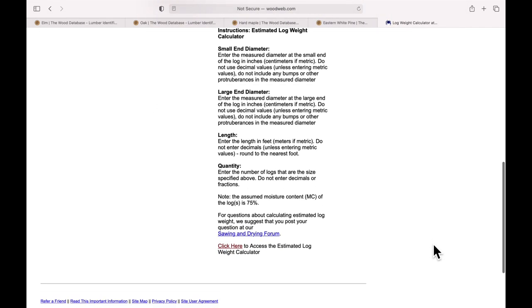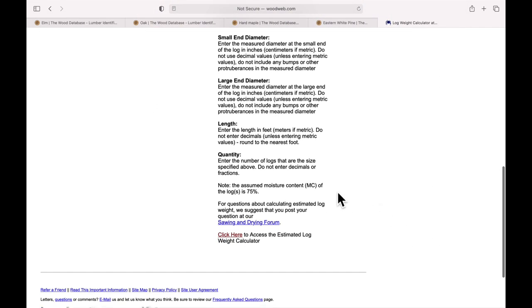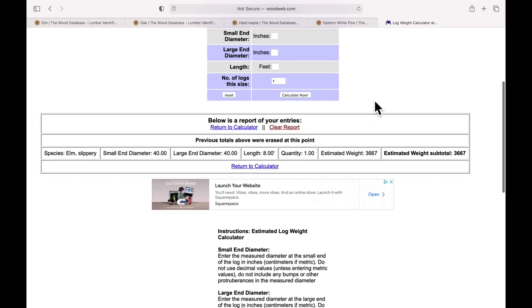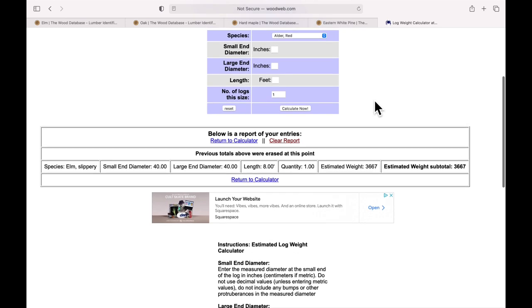One last point about this: they don't really touch on this a lot, or it's not really known, they don't make a big point of it, but it's assumed that the moisture content of the logs is 75%. So that is incredibly green. That is a very, very green log that is incredibly saturated with water. So if anything, this is a heavy number, it could only be lighter.